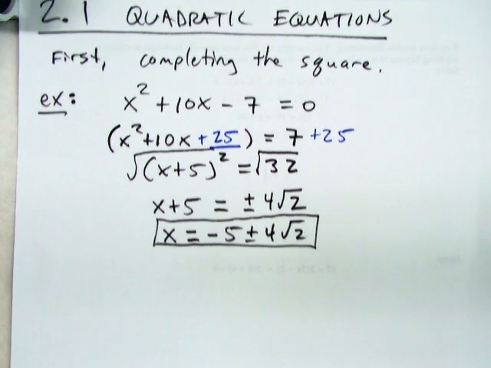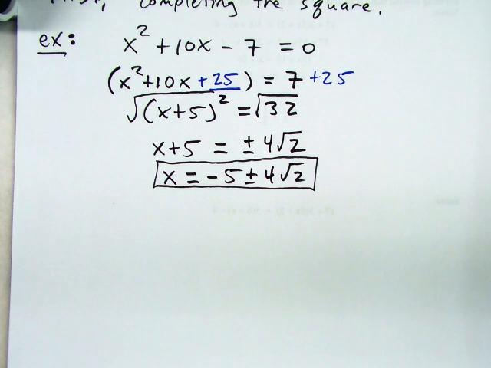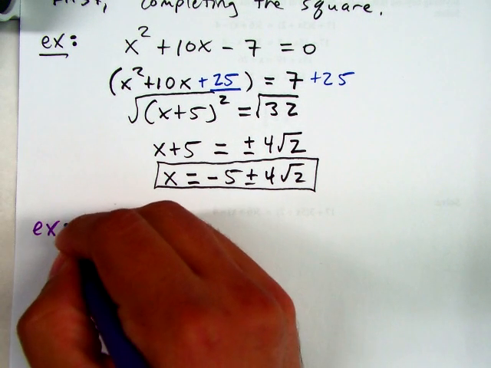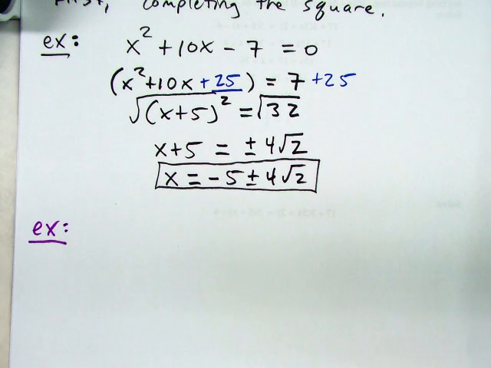Okay. Let's try one that's a little harder. Same idea. Yeah, like 4 root 2, plus or minus 4 root 2, and then minus 5 afterwards. That's fine. Yep. Okay.